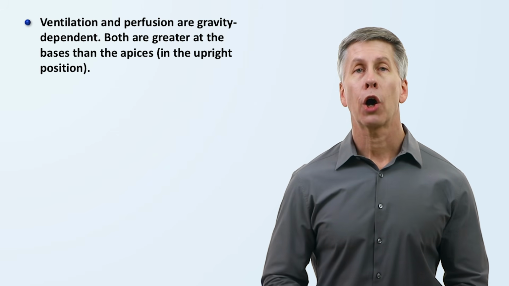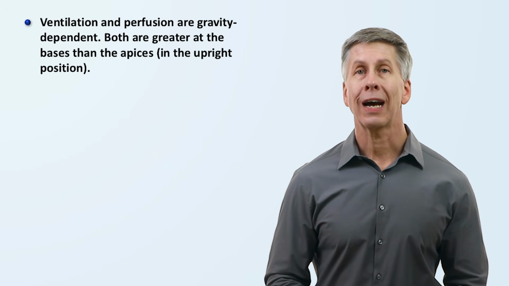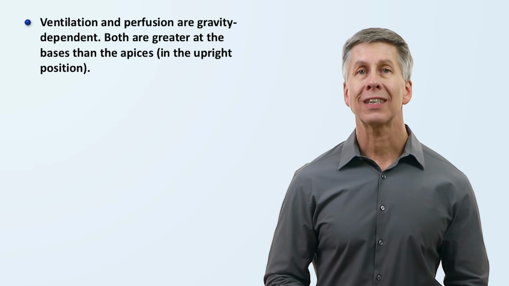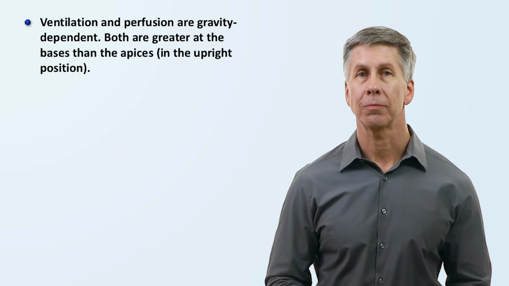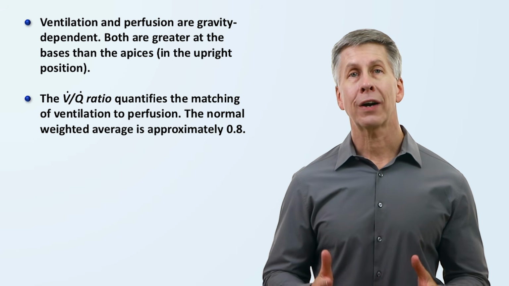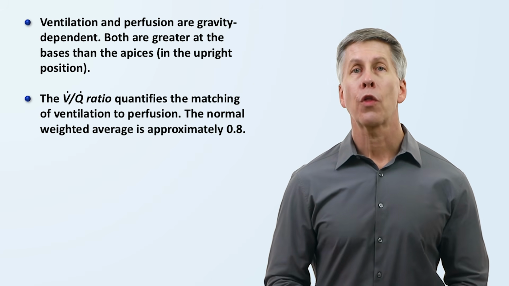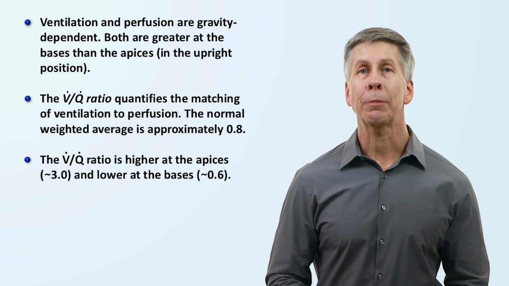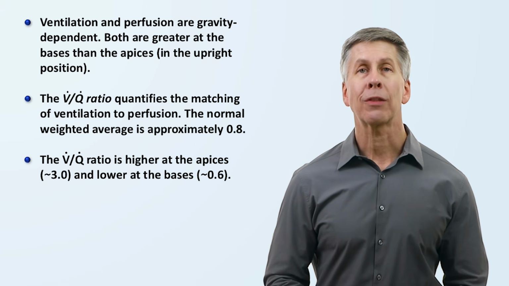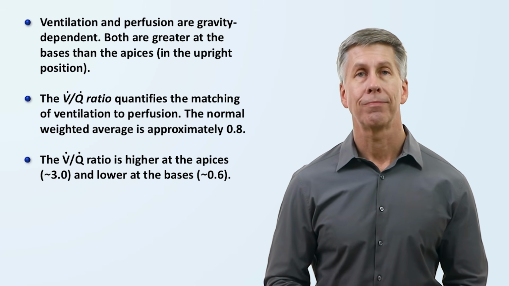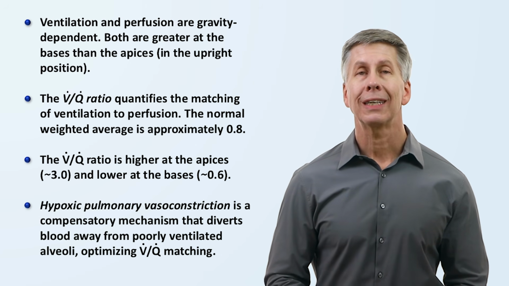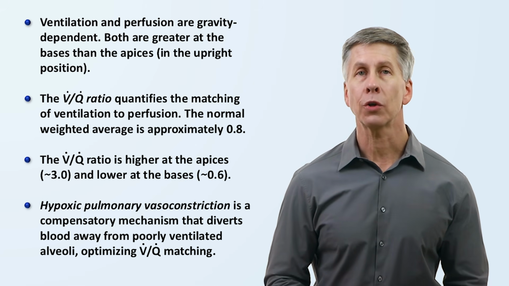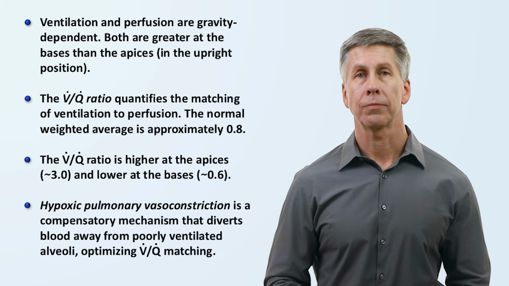Ventilation and perfusion are gravity dependent. Both are greater at the lung bases than the apices in the upright position, but the gradient is steeper for perfusion than for ventilation. The VQ ratio quantifies the matching of ventilation to perfusion. The normal weighted average is approximately 0.8. The ratio is higher at the apices, where it's about 3.0, and lower at the bases, where it's about 0.6. Hypoxic pulmonary vasoconstriction is an intrinsic compensatory mechanism that diverts blood away from poorly ventilated alveoli, optimizing VQ matching.